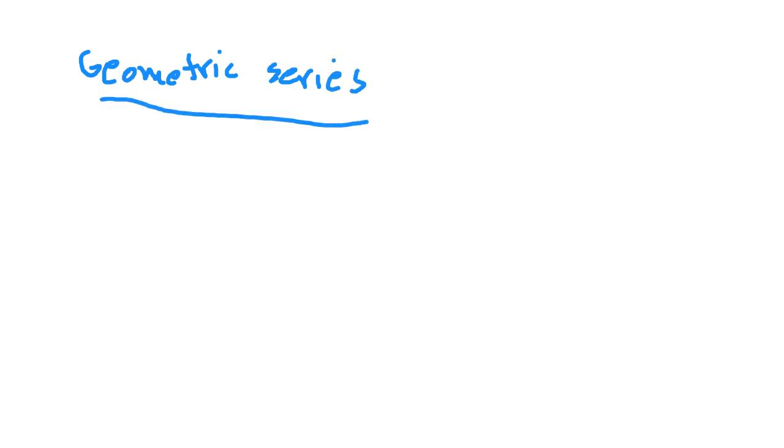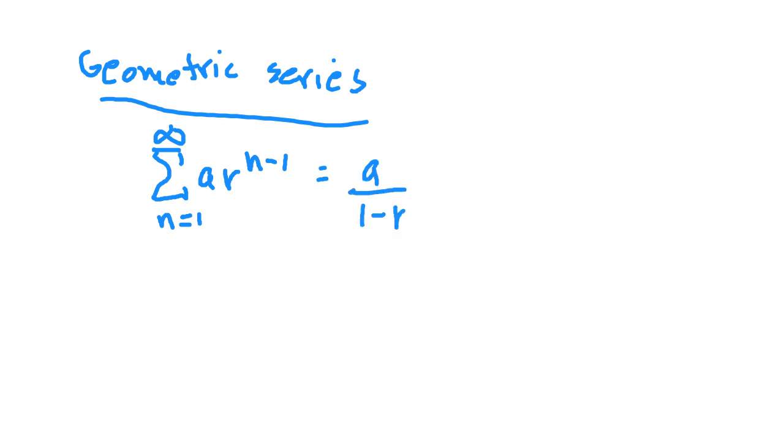So a geometric series would be a series that can be written in this form. And the geometric series will equal A over 1 minus R. In other words, that infinite series will have a finite sum defined by A divided by 1 minus R if the absolute value of the common ratio is less than 1.